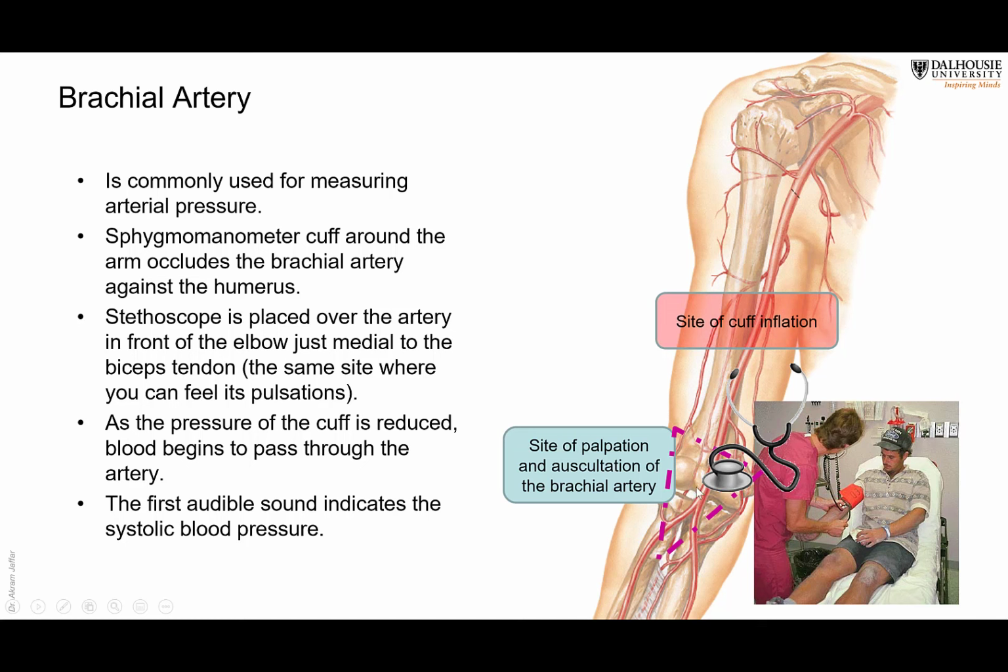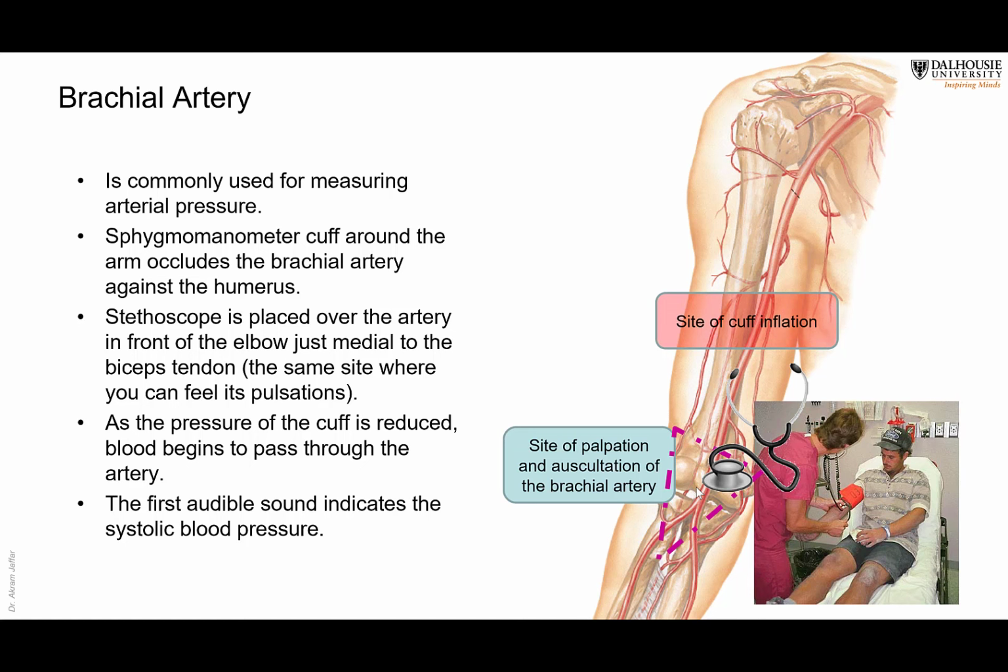This stethoscope is medial to the tendon of biceps. You can feel your tendon of biceps in front of the elbow joint. If you compress the biceps, go medial to it and feel the pulsations of the brachial artery. Tendon of biceps in the middle, go medial to it, you will feel the pulsations of the brachial. This is where you put your stethoscope.